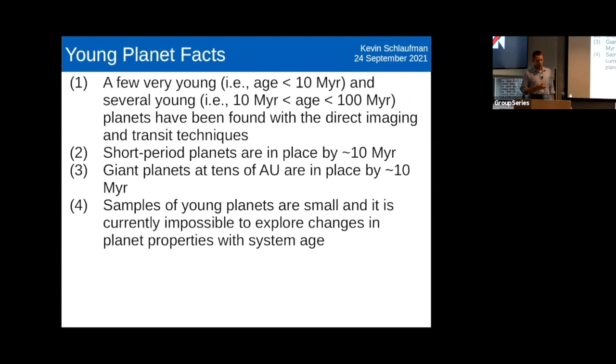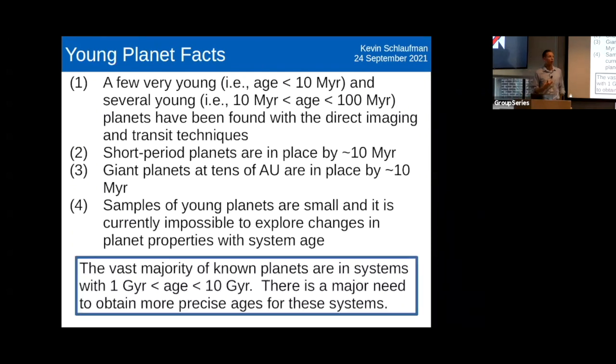Now, ultimately, it's still true at this current point in time that the samples of young planets are small, and so it's difficult to actually see these evolutionary effects if you only have a few points at any given age with relatively imprecise ages. We haven't yet seen direct observational evidence for a lot of the theoretical ideas I presented, at least for the young things.